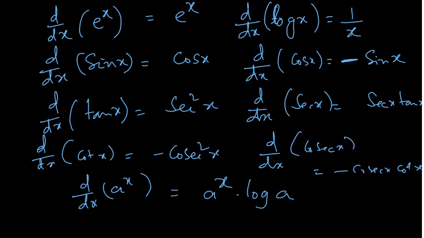Then I gave you a few rules. 9 rules are given. Differentiation of e power x is e power x. Differentiation of log x is 1 by x. Cos x for sin x, minus sin x for cos x, secant squared x for tan x, secant x tan x for secant x, minus cosecant squared x for cot x, minus cosecant x cot x for cosecant x. Last one, d by dx of a power x is a power x into log a. We have not done any question on this last one, so we have to do those questions.